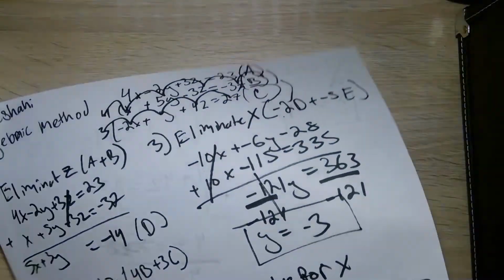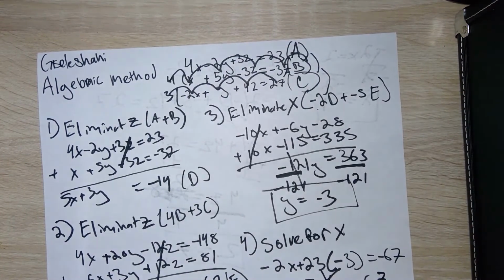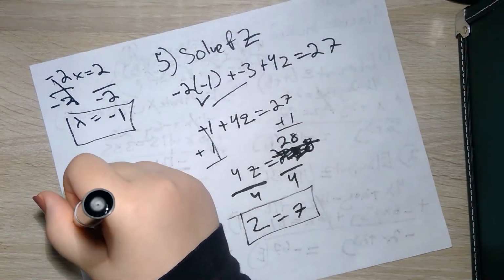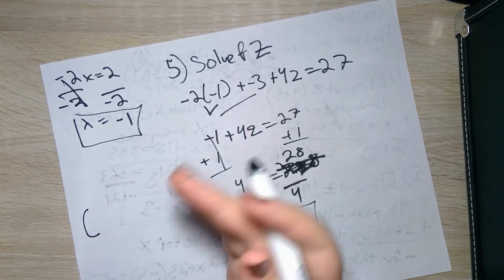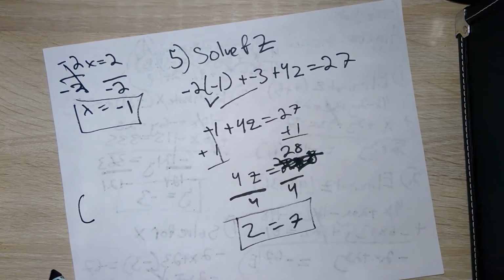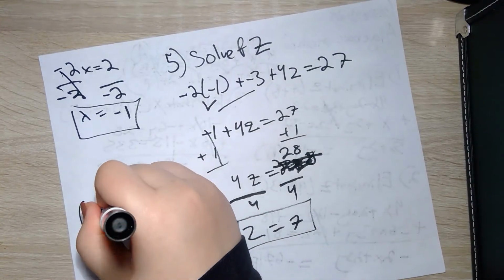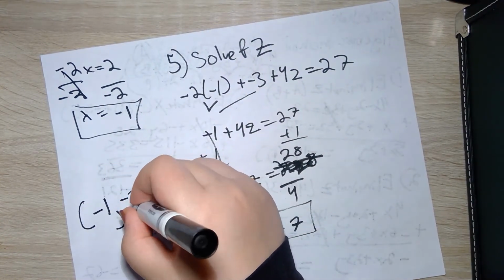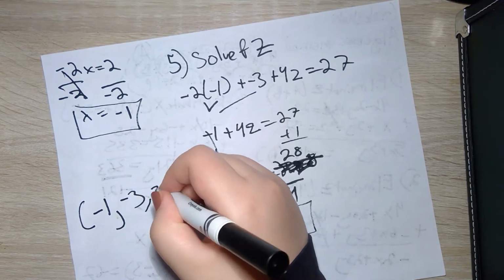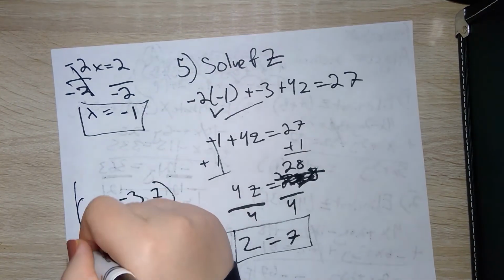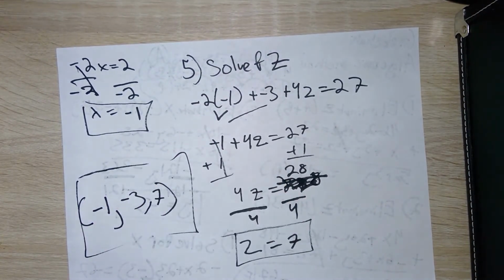So let's see. So we had y was equal to -3. So then you'll put it in parentheses. It doesn't really matter what order you do, but I preferably would like to do x, y, z. So x was -1, y was -3, and z was 7. And that's your answer. Thank you for watching.